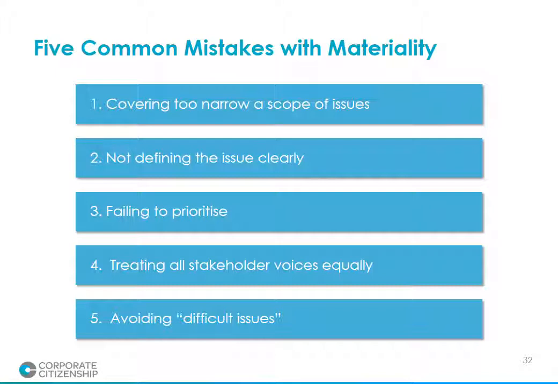So 5 common mistakes or areas to watch for. Firstly, companies sometimes cover too narrow a scope with the issues. This may potentially result in having a very, very long list of possible issues, and some of them can actually be grouped on a much higher level. So we'll talk about that later. Secondly, not defining the issue clearly. Having a clear definition for every potential material issue is seen as the holy grail to a good materiality. Thirdly, failing to prioritize.